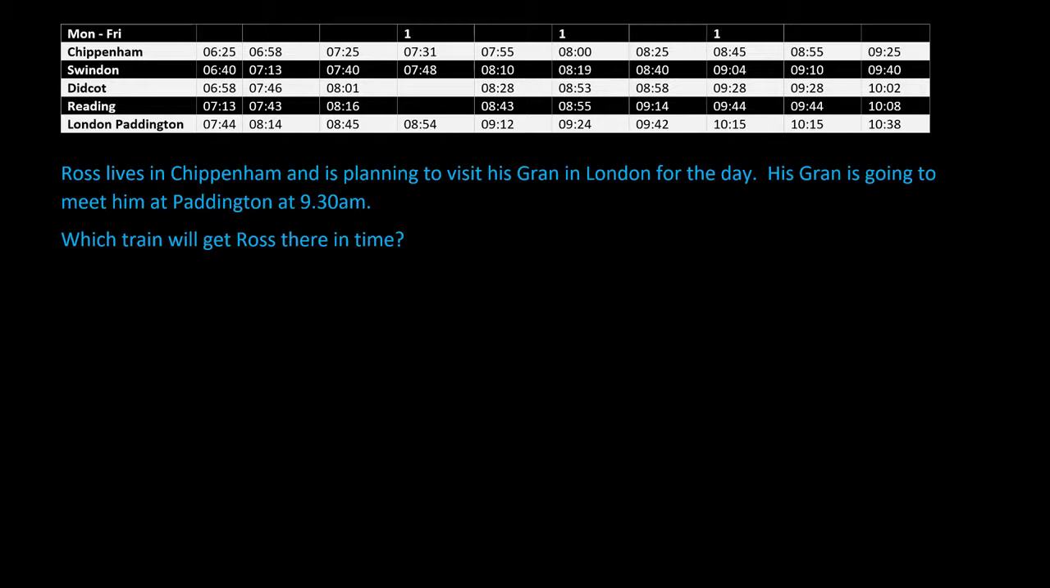So we're looking for trains at Paddington, looking for the ones that are going to get us there before 9:30. The one that's right before would be this one. It gets us in at 9:24, and that train leaves Chippenham at 8 o'clock.